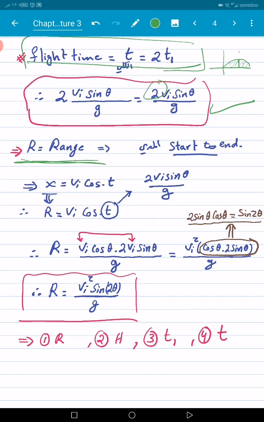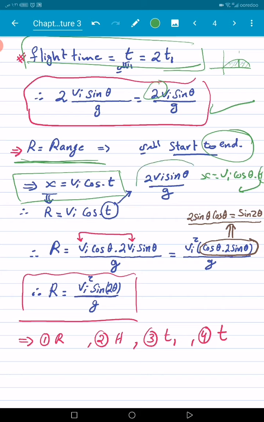The range is the distance between the start point and the end point, and we know that horizontally it only changes with time, so x is equal to v initial cosine theta multiplied by t. We know t, so just replace t with its value, 2 vi sine theta over g. Mathematically, the equation is R equal to v initial squared sine 2 theta divided by g.